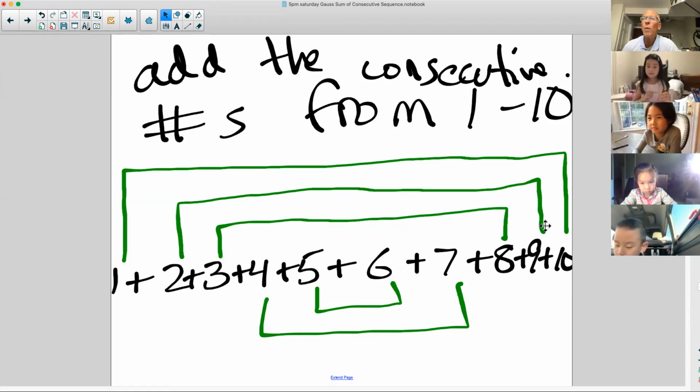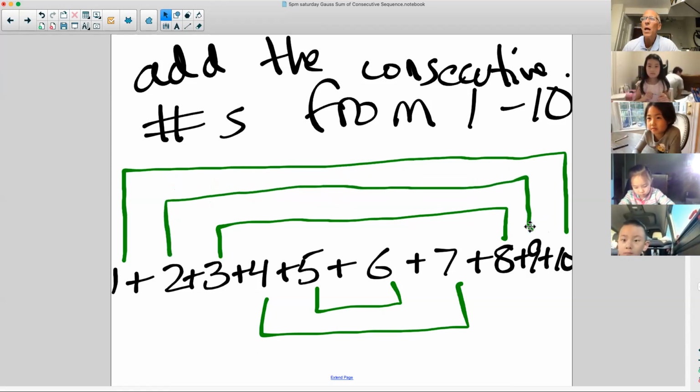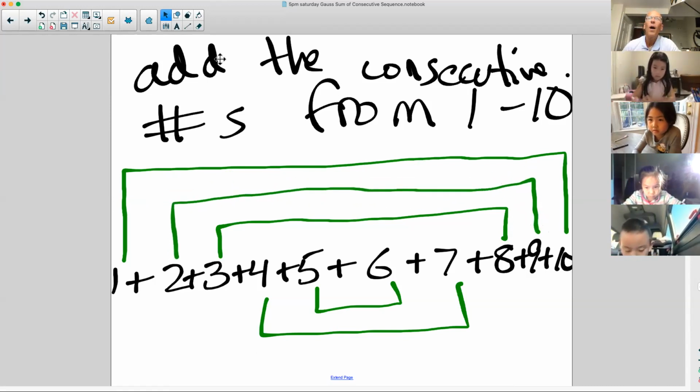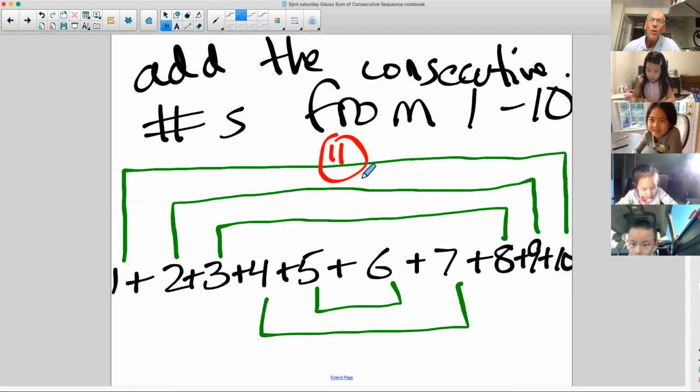So I would love you to write this out and then tell me what you see. It's really, really special. 1 plus 9 is 10. Well, are we doing 1 plus 9 or are we doing 9 plus what? 2. Because Valerie, you're right about 1 plus 9, but we're doing 9 plus 2 and 10 plus 1 and 3 plus 8 and 4 plus 7 and 5 plus 6. And Valerie, what do you see? They're all 11. Yes.